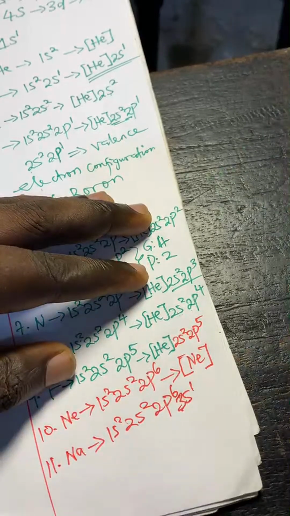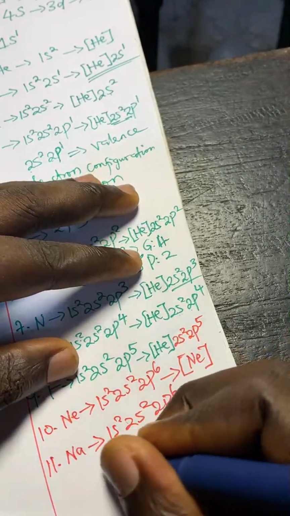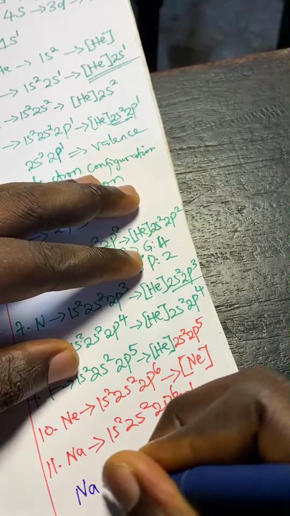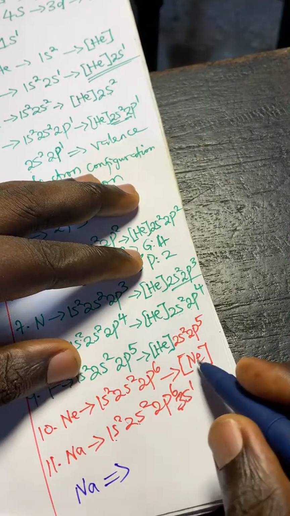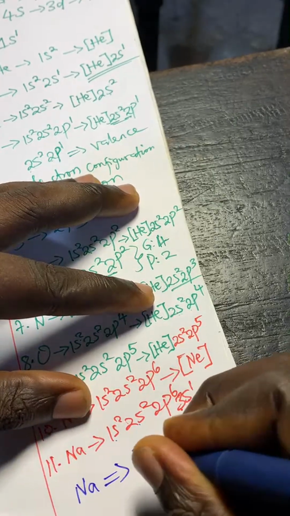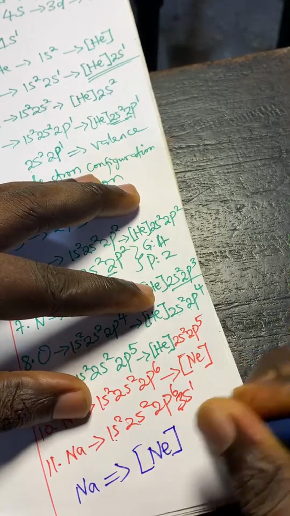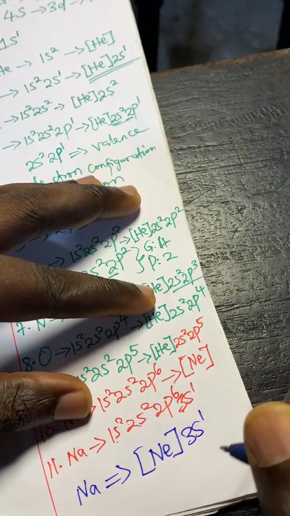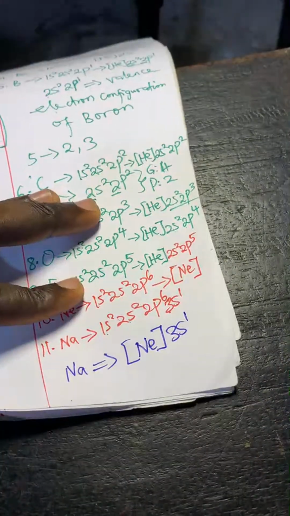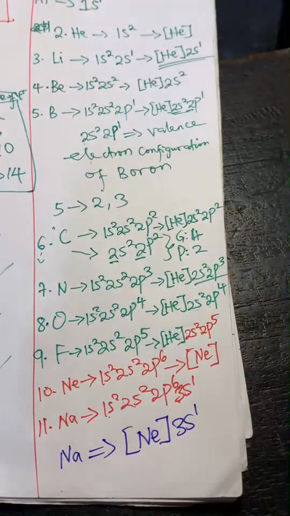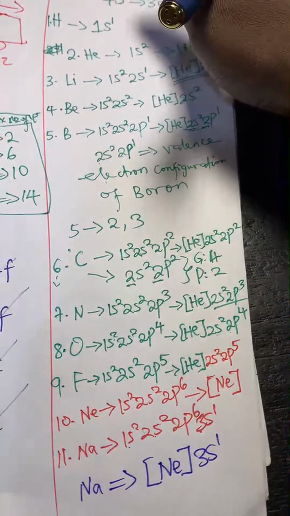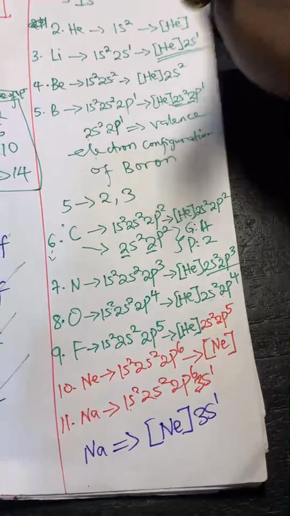Now look at this. Let's do something differently. You see here, sodium can also be represented thus. From 1s2, 2s2, 2p6, it represents neon. So you neonize, it can be neon, then 3s1. If tomorrow they ask you the valence electron configuration of sodium, this is what you have to give them.